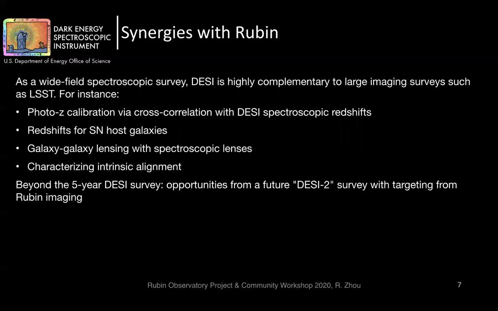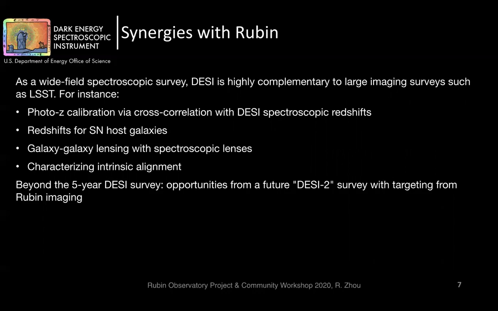As a wide-field spectroscopic survey, DESI is highly complementary to large imaging surveys such as Rubin. Here I will very briefly highlight some of the synergies with Rubin, and of course this is by no means an exhaustive list. First, uncertainties in the photo-z redshift distributions will be a major source of systematic uncertainty in the weak lensing cosmological analysis. And DESI redshifts would enable calibration of the redshift distributions using the cross-correlation technique.